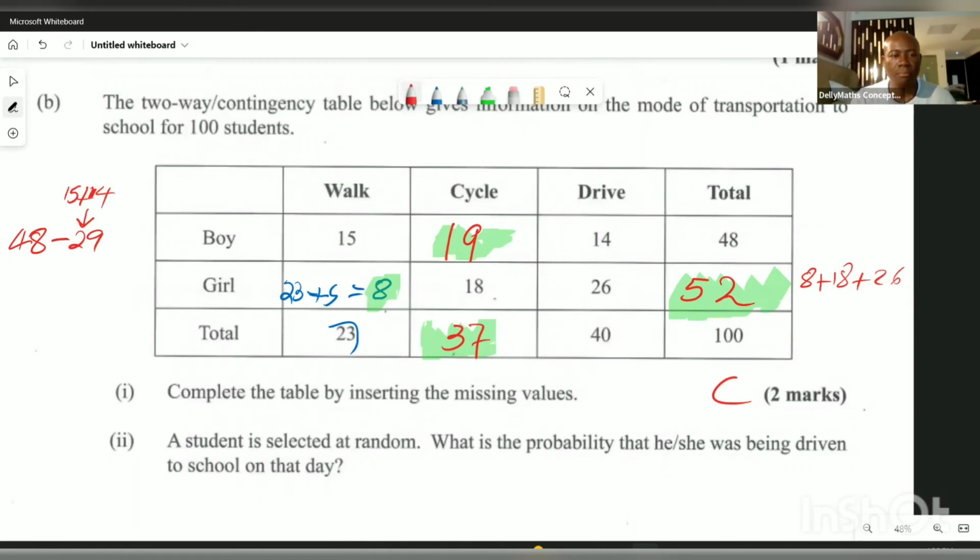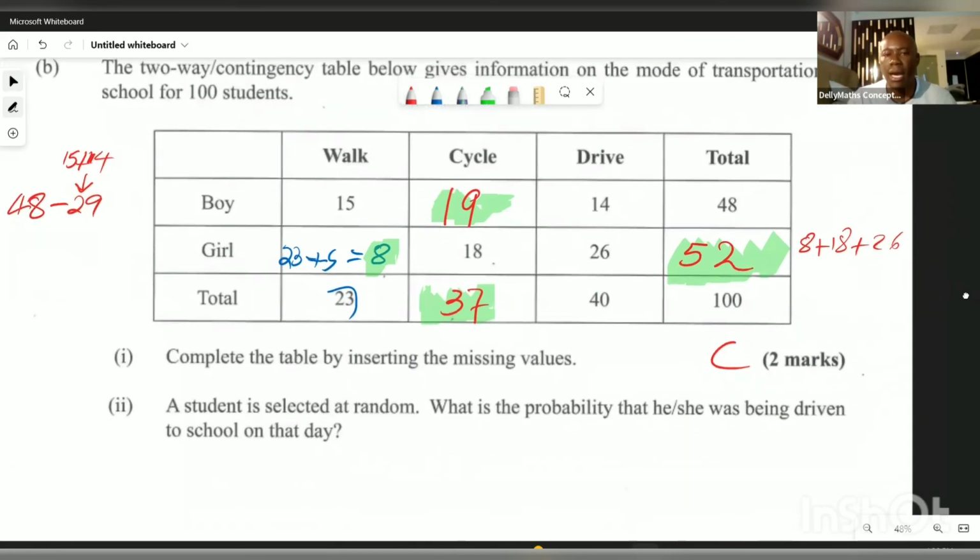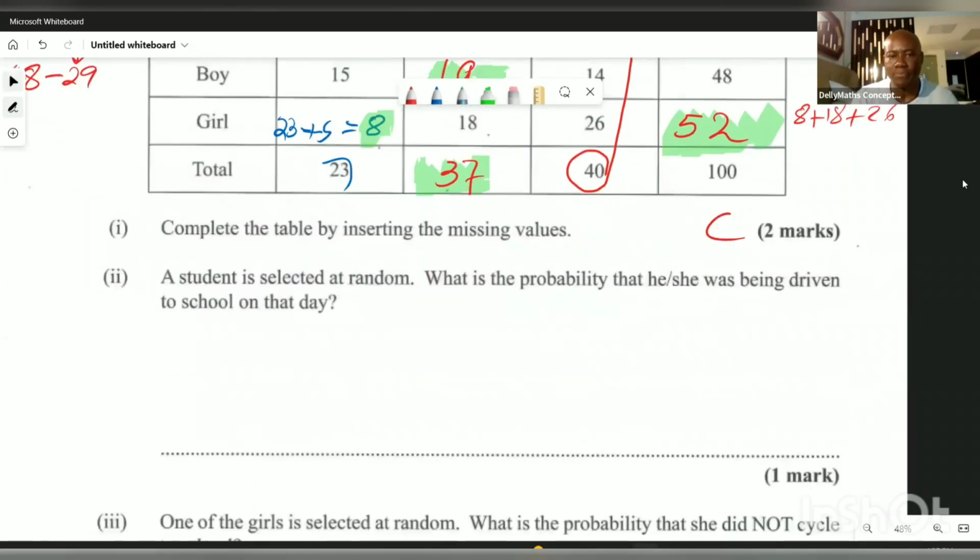Then we want to see what the B section says. A student is selected at random. What is the probability that he or she was being driven to school? We're talking about the probability that a boy or a girl is driven to school. So we want to know what's the total for the driven. We're talking about a total of 40. So it is 40 over 100.